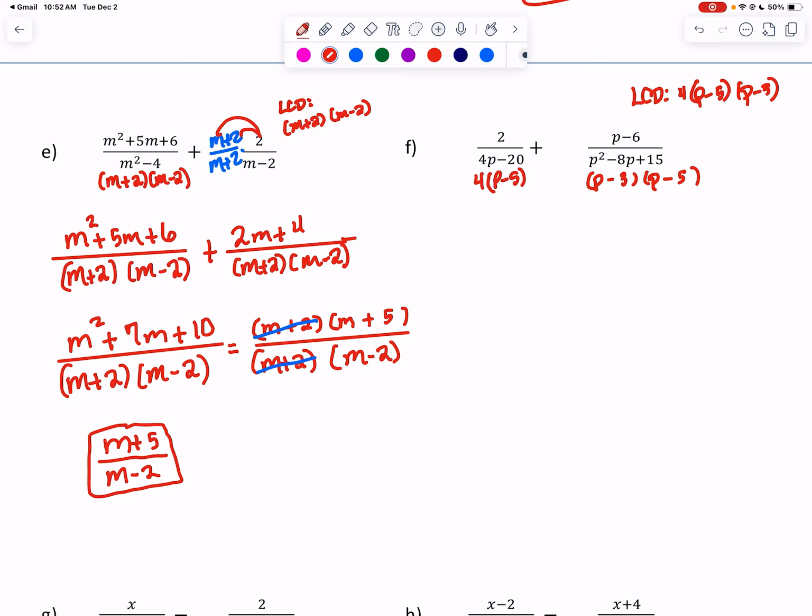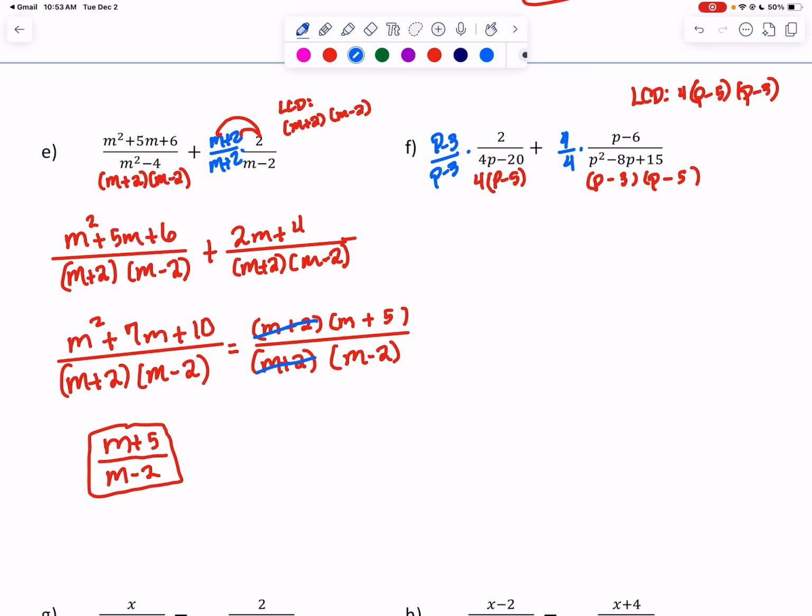Now, look at your first denominator. We have the 4. We have the p minus 5. What we're missing is the p minus 3. So my first fraction would get multiplied by p minus 3 over p minus 3. Now my second fraction, I have the p minus 5, I have the p minus 3. What I'm missing is the 4. So my second fraction is going to get multiplied by 4 over 4. All right, pause the video and try the rest of the problem on your own.